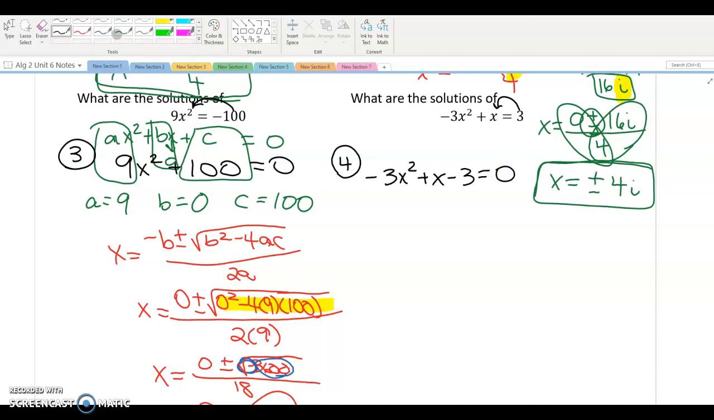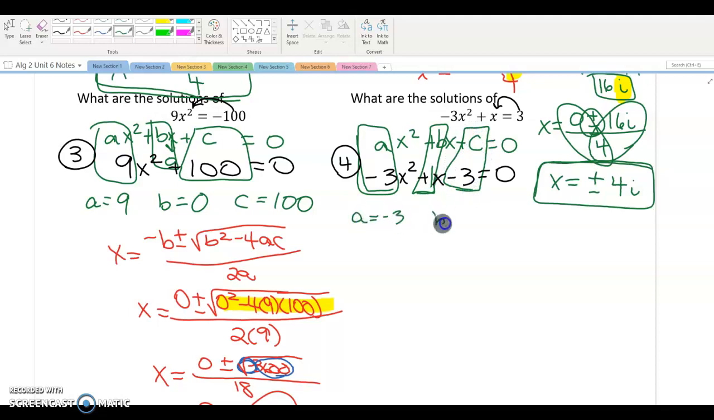We look at our quadratic form, which is our ax squared plus bx plus c. And now we're good. So what's our a going to be for this one? You got negative 3. Perfect. And b? 1. Awesome, because there's a 1 there in front. So 1 is going to be b. And now c is going to be negative 3. So a is negative 3, b is 1, and c is negative 3. And we're good to plug it into our formula.